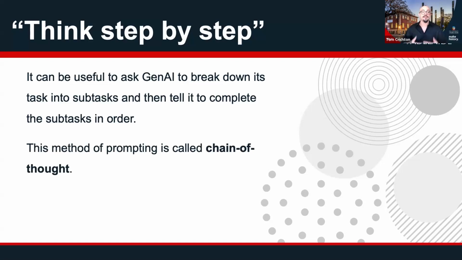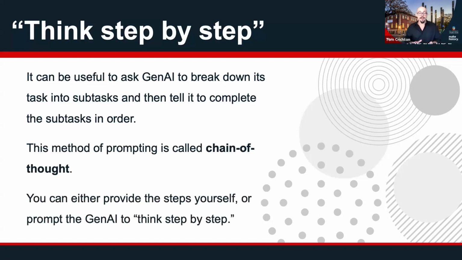And that's just what this is: telling the Gen AI to think step by step and then go through those steps in order. You can either provide the steps yourself, so you could think through what those steps should be and tell it what steps to go through, or you could simply prompt the Gen AI to think step by step. Or you could tell it, start by thinking through the steps you need to take to answer this question, and then execute those sequentially.